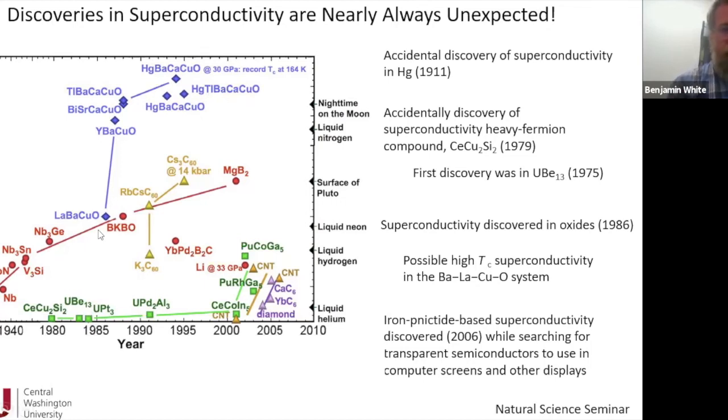And that happened again in 1986. You can see these blue data points here. Scientists were working on lanthanum-2 copper oxygen-4. They were working with oxides. Again, Matthias's rules say, no superconductivity in those. So they were looking at it for different reasons, but happened upon a 30 Kelvin superconductor.